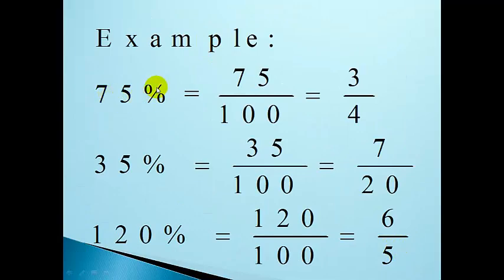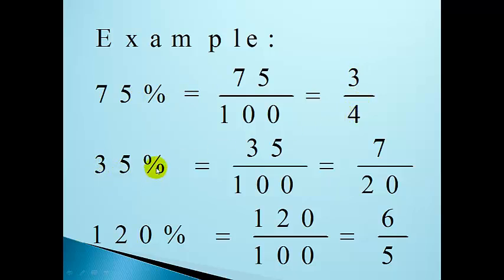Example, 75%. If you want to express 75% as a fraction, we divide 75 by 100. And so 75% is equal to 75 divided by 100. 25 goes into 75 3 times. And 25 goes into 100 4 times. This means that 75% is equal to 3 over 4. And that is how we convert a percentage to fraction. We divide the percentage by 100 in order to convert it to fraction.